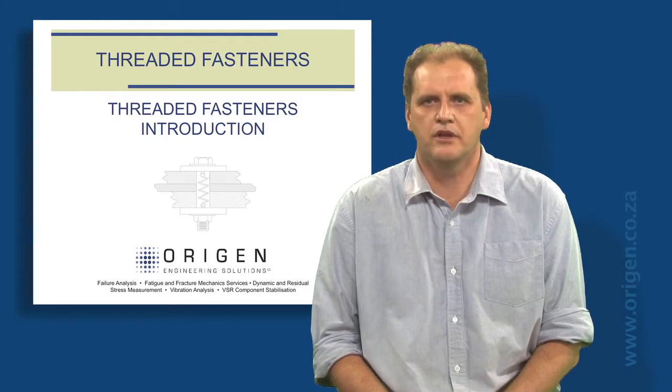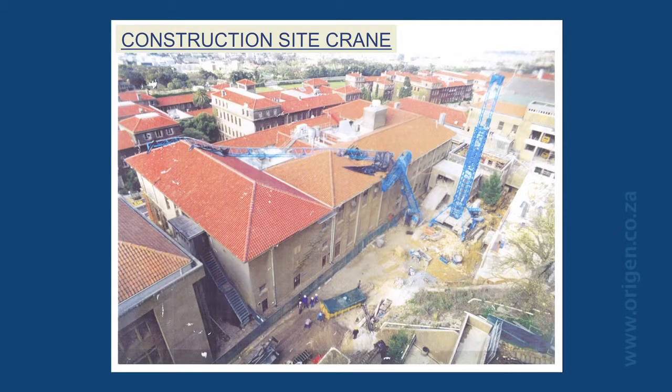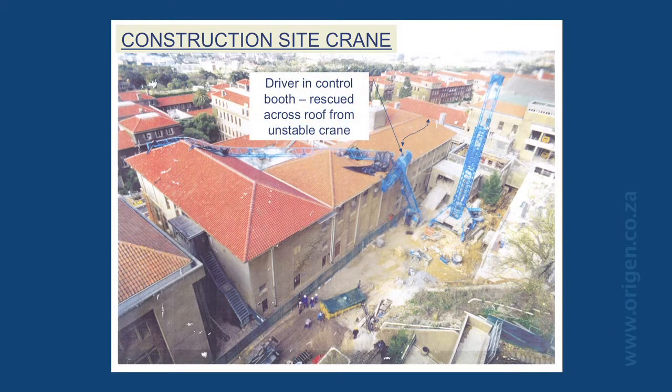Our final example involves a tower crane on a construction site. In the middle of the afternoon, after working satisfactorily for a number of weeks, the boom and cab of the crane detached from the tower and toppled backwards, landing on the roofs of adjacent buildings, across which the injured and badly shaken driver was rescued.